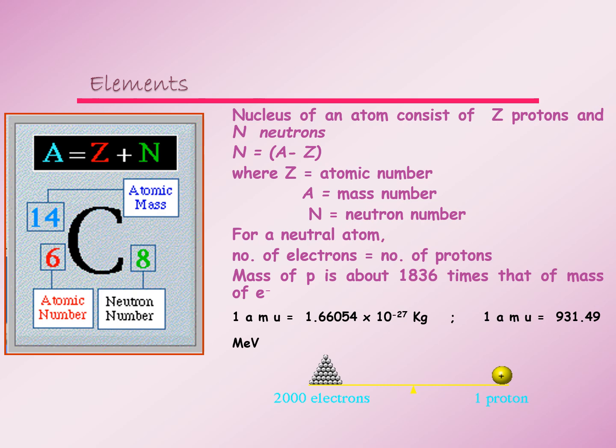Here we have shown an element, carbon, where the superscript 14 shows the mass number of carbon, and there are two subscripts. The subscript on the right hand side, that is 8, represents the neutron number, while 6 represents the atomic number. So the total number of nucleons is always equal to the number of protons plus the number of neutrons. And the mass of a proton is about 1836 times that of the electron. So in the figure, I have shown that about 2000 electrons are equivalent to 1 proton.